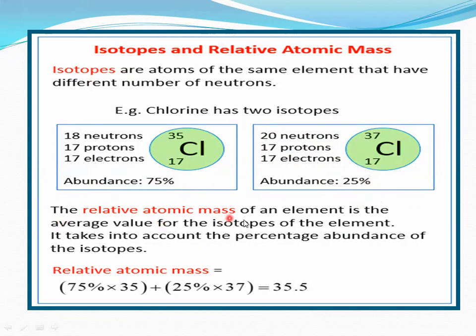The relative atomic mass of an element is the average value for the isotopes of the element. It takes into account the percentage abundance of the isotopes. So we can calculate relative atomic mass with the help of 75% of chlorine-35 and 25% of chlorine-37.